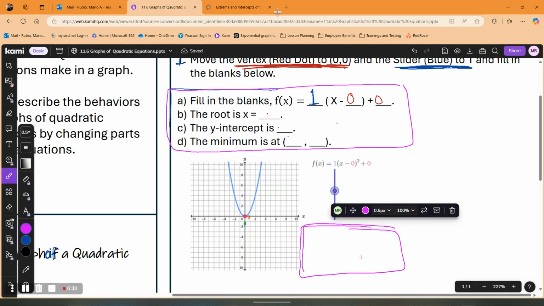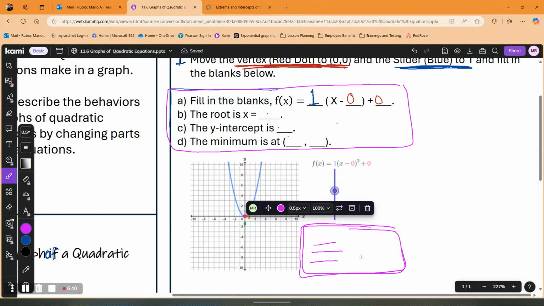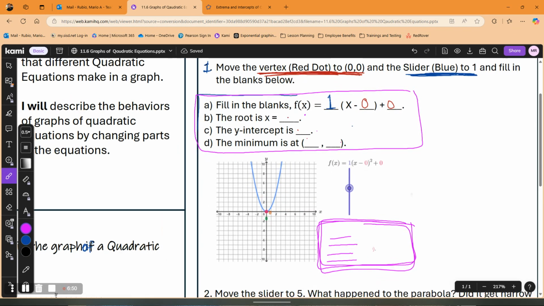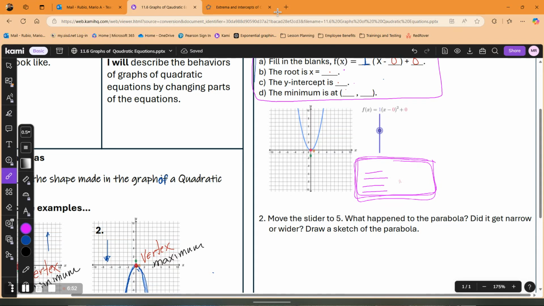So you'll have to look here, and you'll see an equation. You'll see the root is, you'll see the y-intercept, and you'll see the minimum. So you're going to get the information to fill these blanks in from here on your screen in GeoGebra. After you answer these questions, go to number 2. Now you're going to move the slider to number 5. What happened to the parabola? Answer the questions. Did it get narrower or wider?